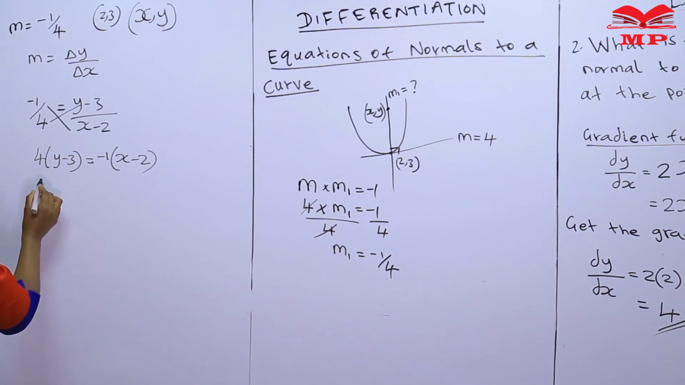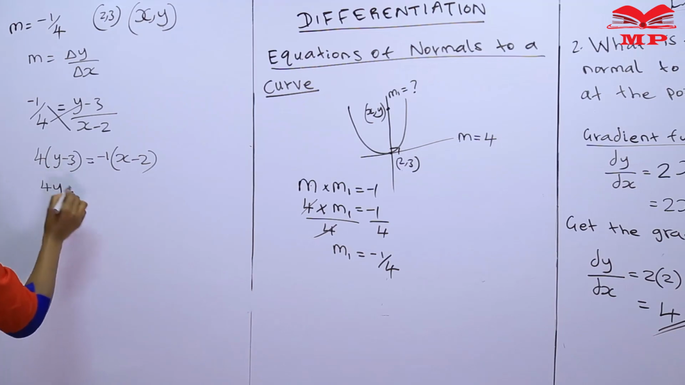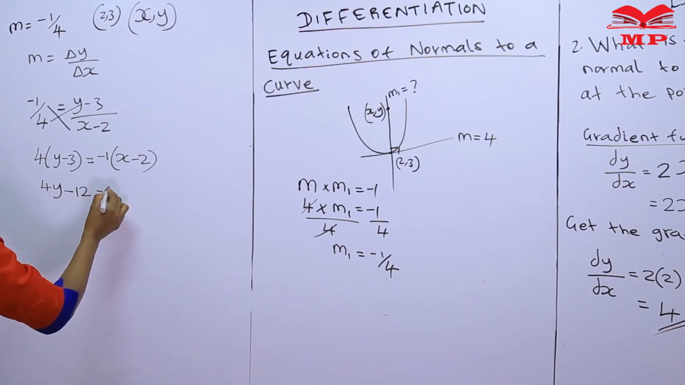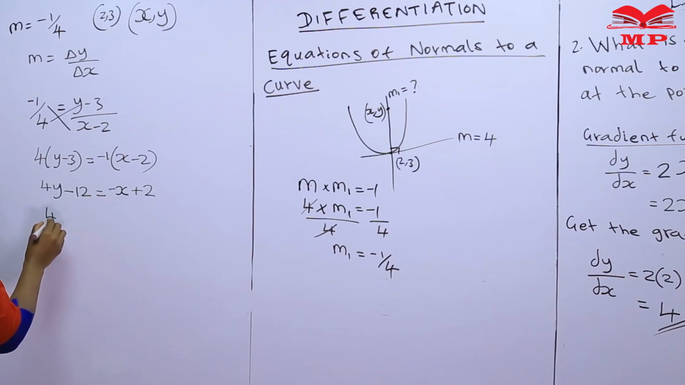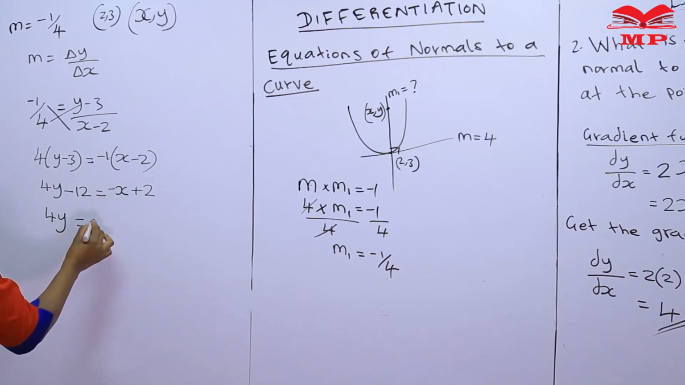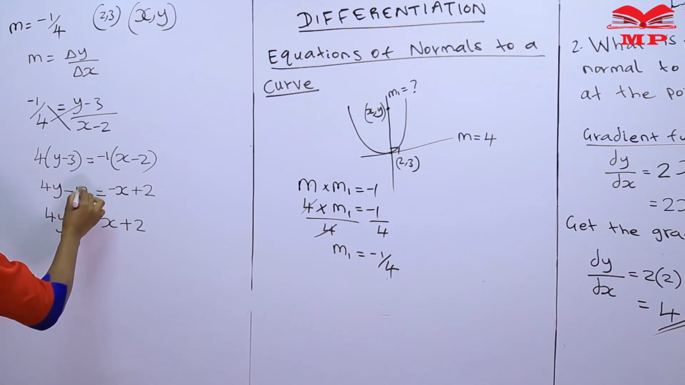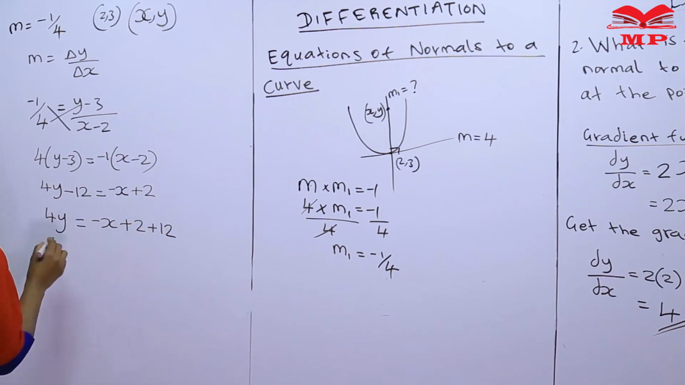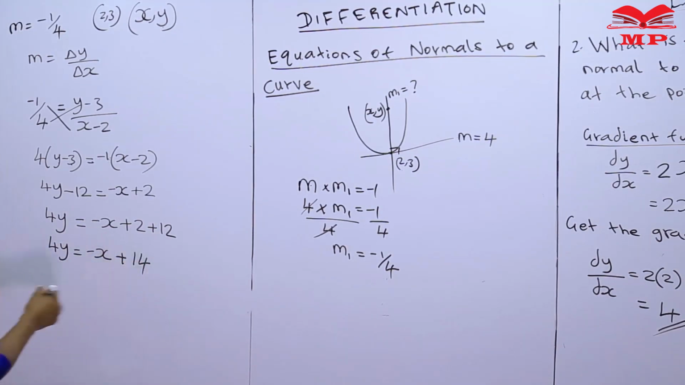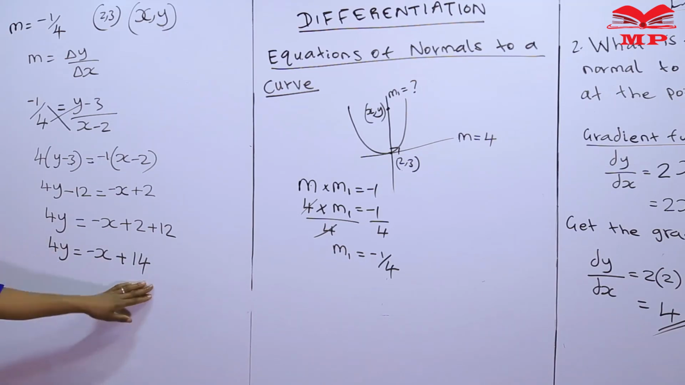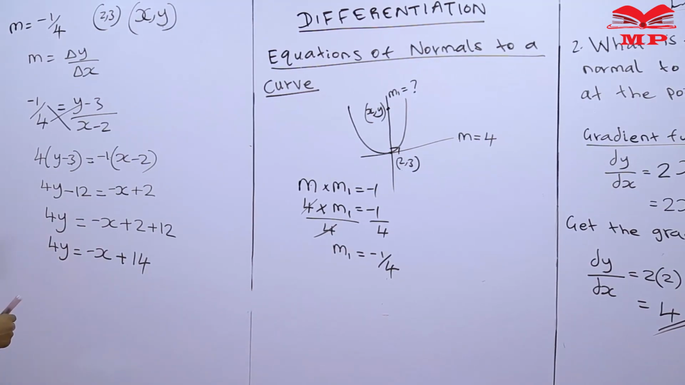So we have 4 times y, 4y, minus 3 times 4, 12, is equal to negative 1 times x, which is negative x. Negative 2 times negative 1 is positive 2. So 4y is equal to negative x plus 2. We take 12 to the other side, it becomes plus 12. So we have 4y is equal to negative x plus 14. We can leave it at this, it is correct, or we can move ahead and write it in the form y is equal to mx plus c.